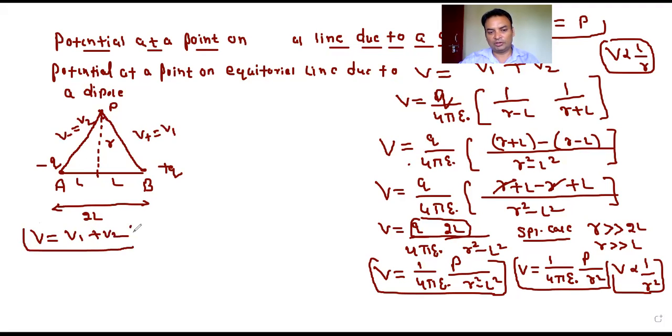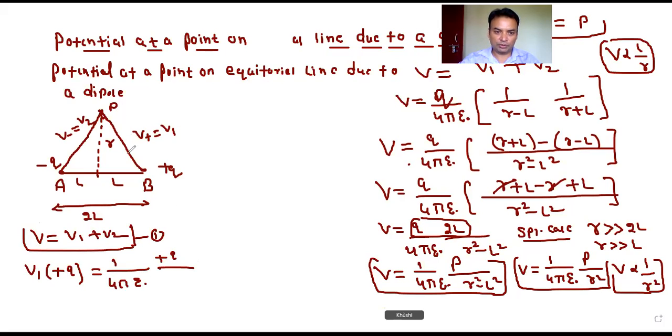So call this equation 1. So first I will find out V1. V1 is the potential due to the positive charge. So that is equal to 1 upon 4 pi epsilon naught, and this is plus Q charge, and the distance of the point P from B, you can take it as PB.